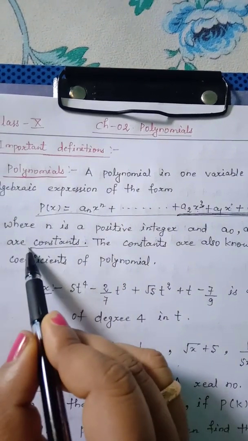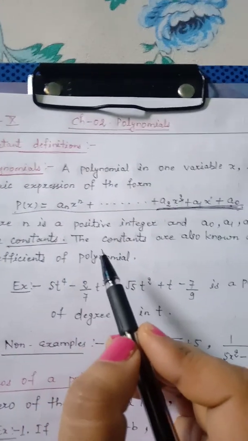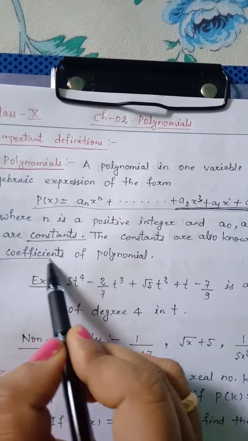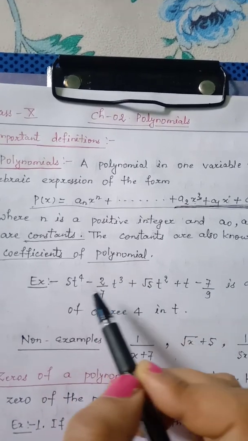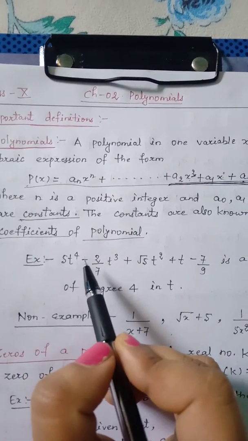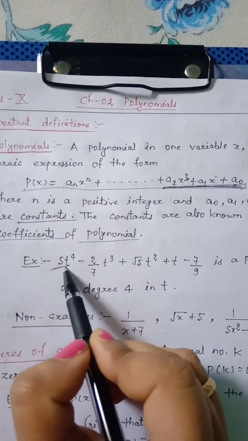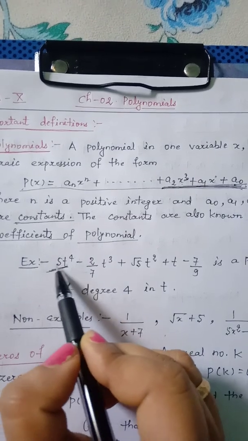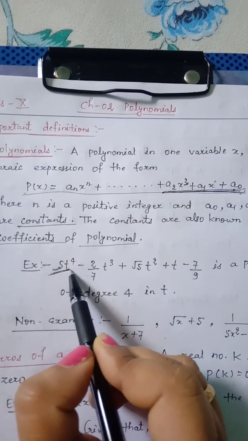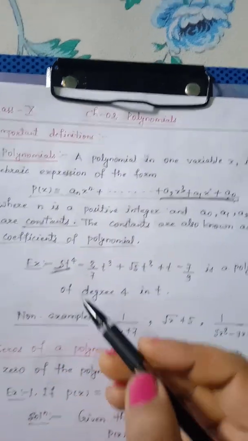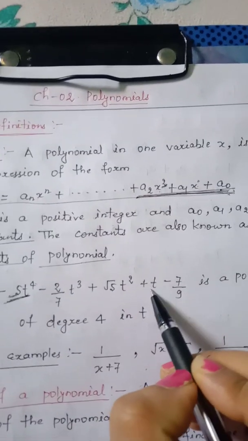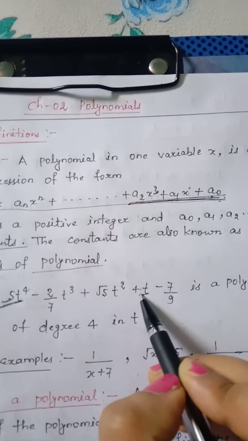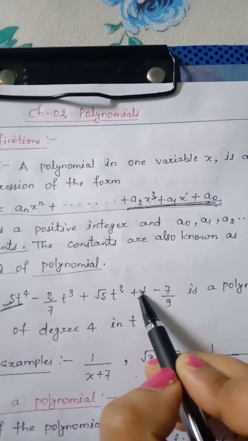Constants means real numbers. The constants are also known as coefficients of a polynomial. Okay, if we have to find the coefficient of 5t to the power 4, what will be the answer? This 5 is the coefficient of t to the power 4. If anybody asks what is the coefficient of the term t, it means 1 is hidden here. So the coefficient of this term is 1.